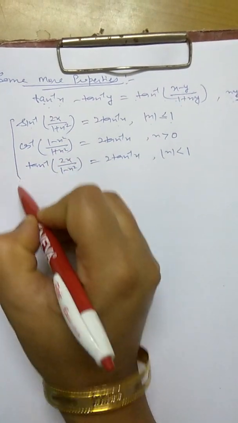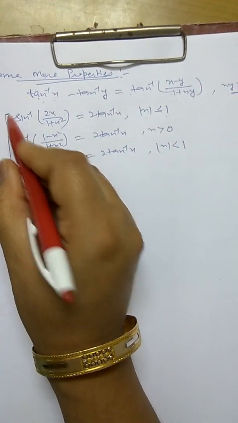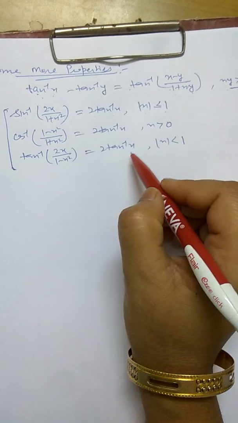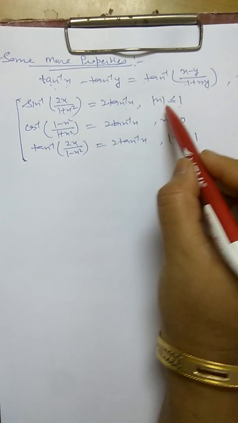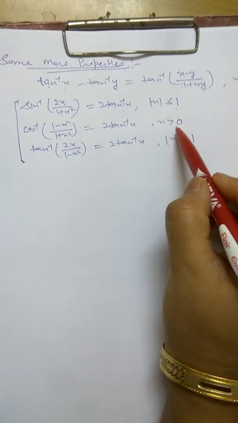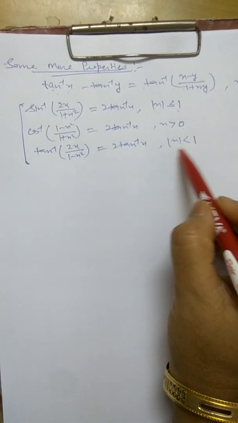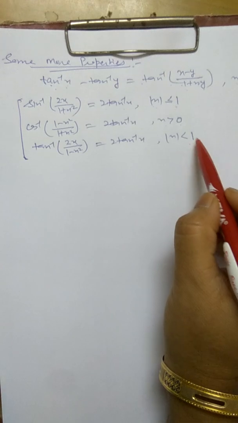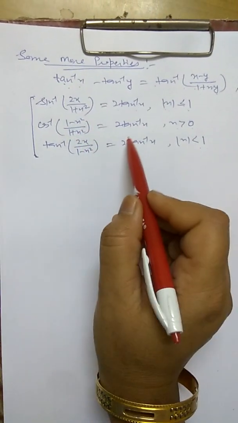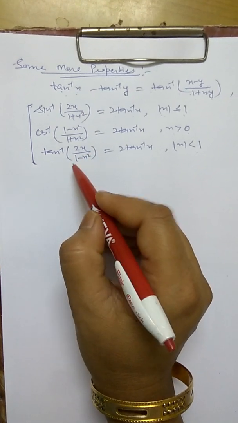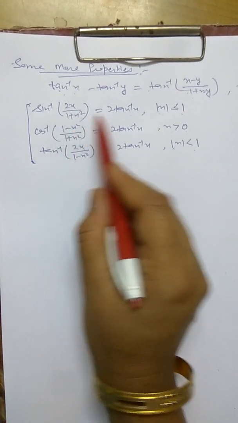These properties we can apply while solving inverse trigonometric functions. And now some conditions: here mod of x is less than 1, here x is greater than 0, here mod of x is less than 1. If these conditions are satisfied, then we can apply these properties. And now we have to prove some properties.